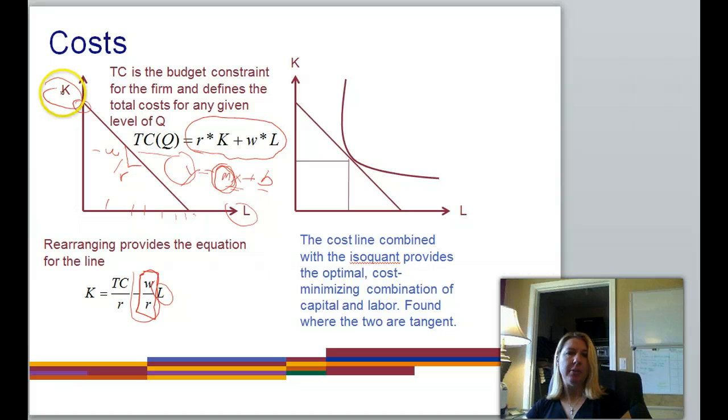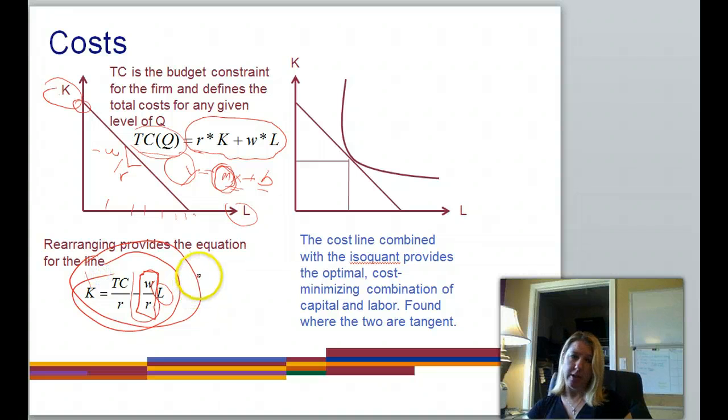and that tells us the rate at which we trade, how much it's going to cost us to trade one more unit of capital for one more unit of labor. And so that's our equation of a line, and we can always rearrange from a total cost function to this one, and if it's linear, it's very easy. If it's not, you've got to do some calculus.